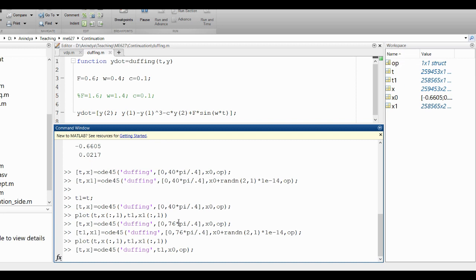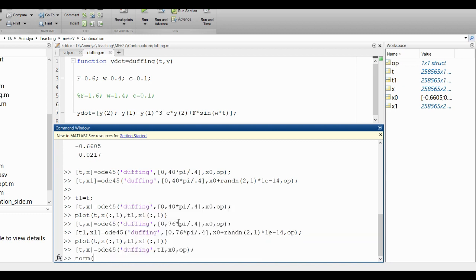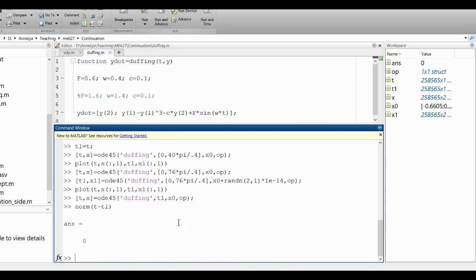That's important because then we can subtract one solution from the other and look at the evolution of that. So now I will do semi-log, and then I will do t, because t is t1, right? If you look at norm of t minus t1, it should be 0. T is t1. So I will look at semi-log y t, and then I will look at abs x1 minus x1 1. So this is the difference in the two solutions.